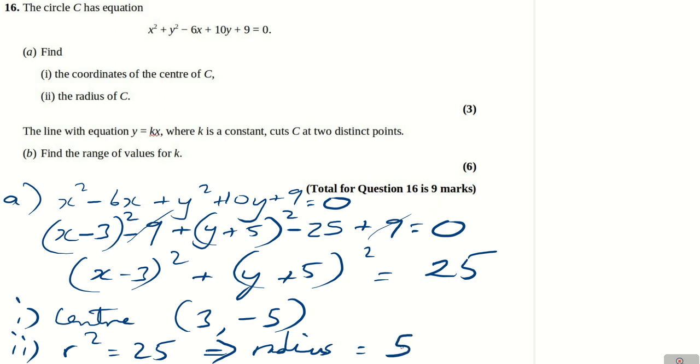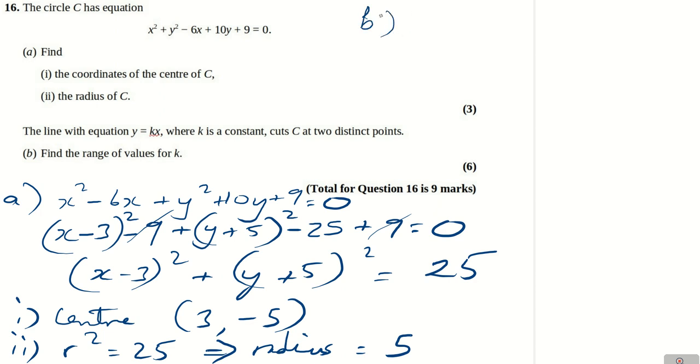Okay, and so what you have to do is complete the square for x and y in order to rearrange the equation to get it into the form x minus a all squared plus y minus b all squared equals r squared. When you've got it in that form, you can just quote what the centre is and what the radius will be. Now, next part, part B.